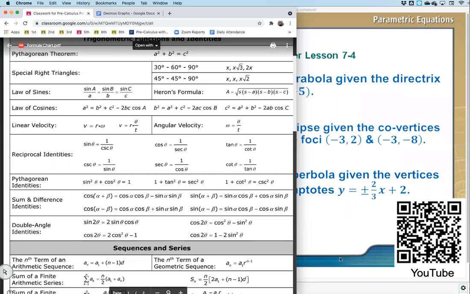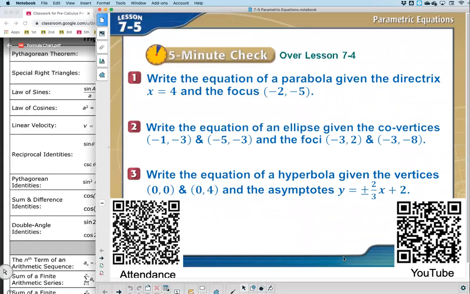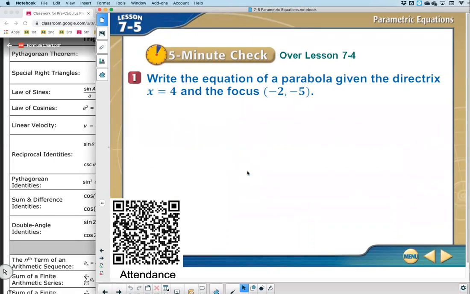So on the bellringer, we got 3 problems here. We're going to be talking about writing an equation because that's really what the TEKS say that the pre-calculus student will be able to do: graph these different shapes given key attributes or characteristics. So number 1 here. Let's take a look. It says write the equation of a parabola. So that's what I'm going to do here.